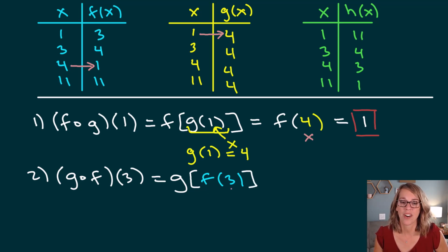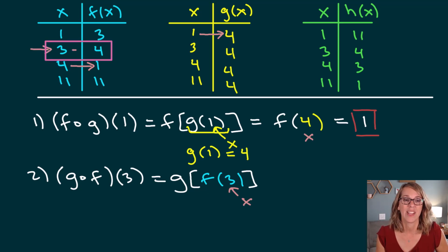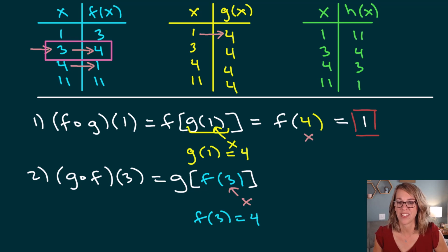I'm going to look for 3 as an x value over on my f graph, and there it is. It matches 3 to a 4. So f of 3 is equal to 4. I can put that inside my parentheses, and I end up with g of 4.